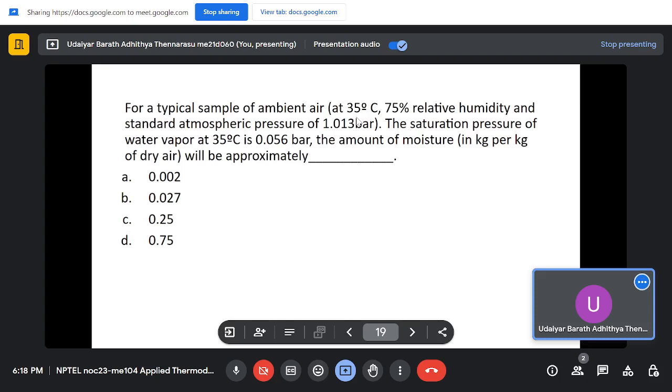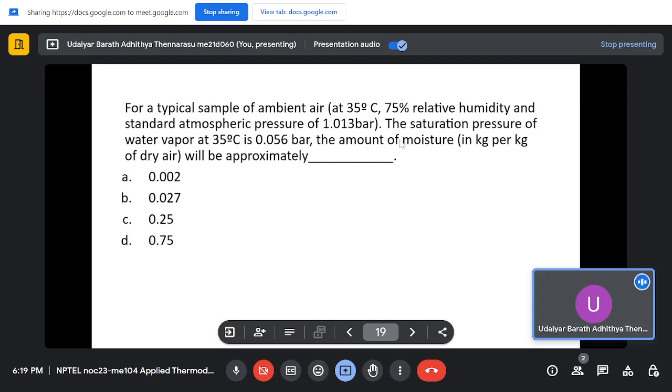So the next question is, for a typical sample of ambient air at 35 degrees Celsius and 75% relative humidity and standard atmospheric pressure of 1.013 bar, the saturation pressure of water vapor at 35 degrees Celsius is 0.056 bar. The amount of moisture in kg per kg of dry air will be approximately. So what it says is, we need to find out the amount of moisture present in the dry air per kg of dry air.